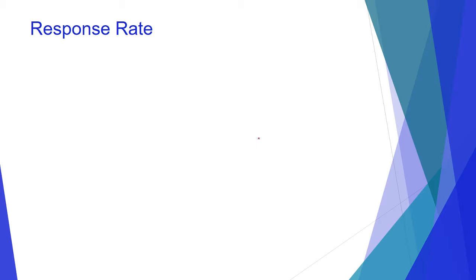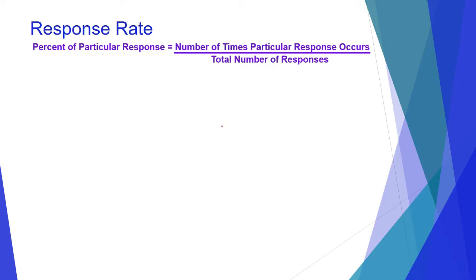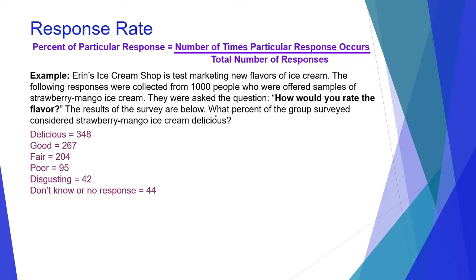Alright, response rate. So response rate is at what percent did we get a certain response. The formula for that is number of times a particular response occurs divided by the total number of responses. So here's an example. Aaron's ice cream shop is test marketing new flavors of ice cream. The following responses were collected from 1,000 people who were offered samples of strawberry mango ice cream. They were asked the question, how would you rate the flavor? The results of the survey are below.